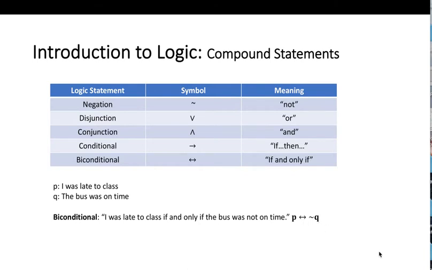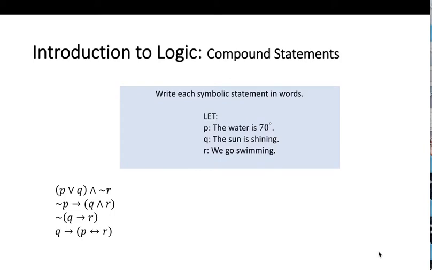Okay, now we're going to make these a little bit more complex. So consider these three statements, P, Q, and R. What we're going to do is write each of these symbolic statements in words, going back and forth from the words to symbols and now the symbols to words. So the statements are P, the water is 70 degrees, Q, the sun is shining, R, we go swimming. So look at these four statements separately, and we're going to rewrite these into words.